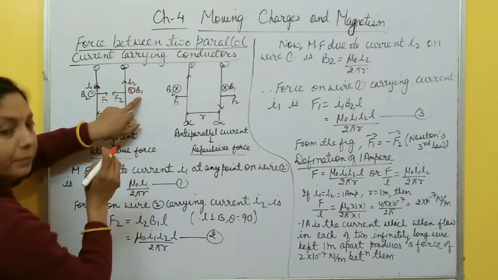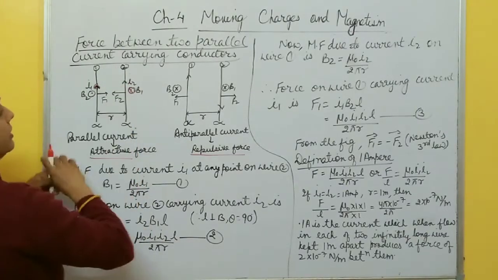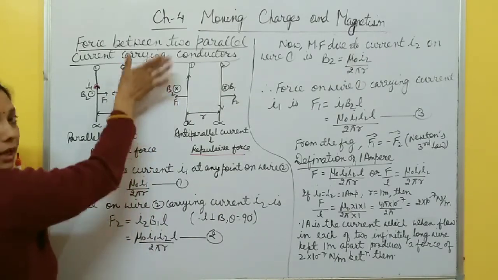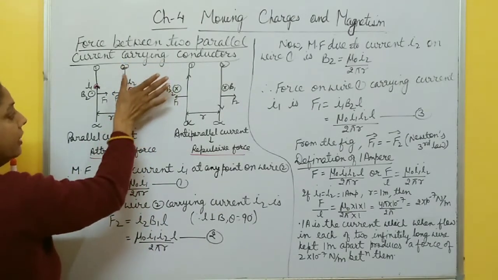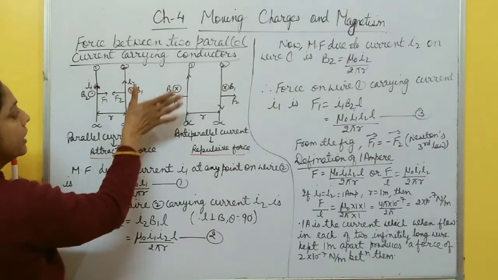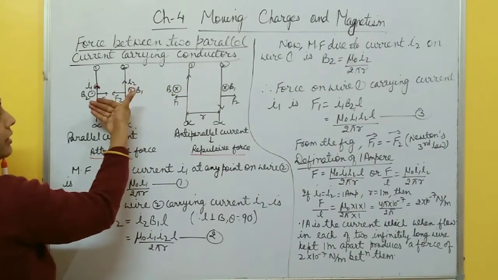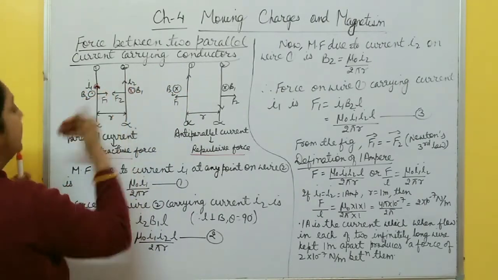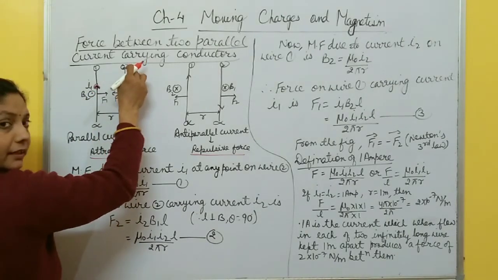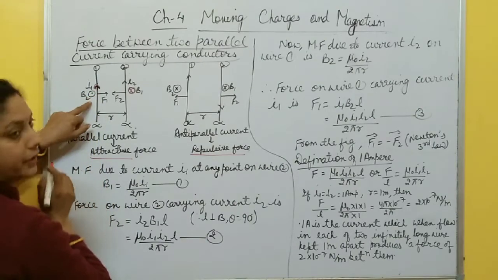So I write here B1, right? Again, due to the current in conductor 2, current I2 is flowing in the upward direction. What is the direction of magnetic field here on wire 1, conductor 1? Current is flowing upward, you curl your fingers, and it moves outward. It means here the magnetic field due to the current in the second wire is outward, B2. It is shown by the dotted line.